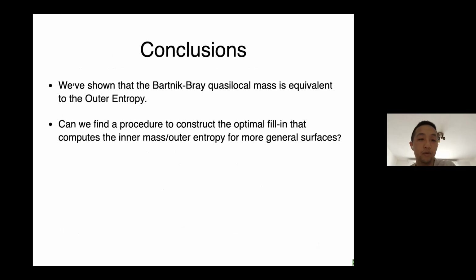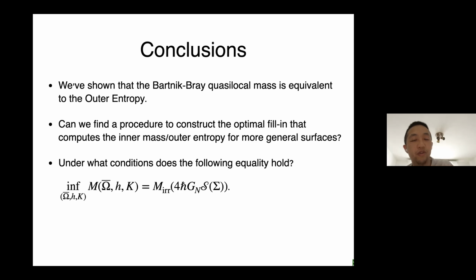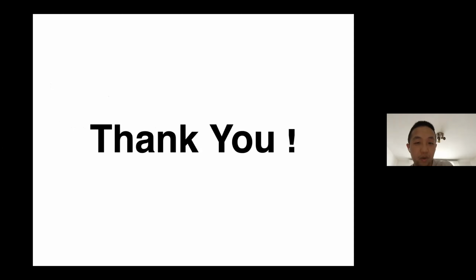So I want to conclude. The main message to take away is that there is something called outer entropy, invented by physicists when looking at entropies, that turns out to coincide with the construction of the Bartnik-Bray quasi-local inner mass. The interesting question is, can we find a provably optimum procedure to construct the optimum fill-in that computes the inner mass or outer entropy for surfaces other than an apparent horizon? In some sense, this is a dual problem of the Bartnik mass problem, which is known to be very hard. And if we understand how it works, can we say something about the Bartnik mass and this outer entropy, and maybe understand when they equal each other? Okay, so that's all I want to say. Thank you very much.